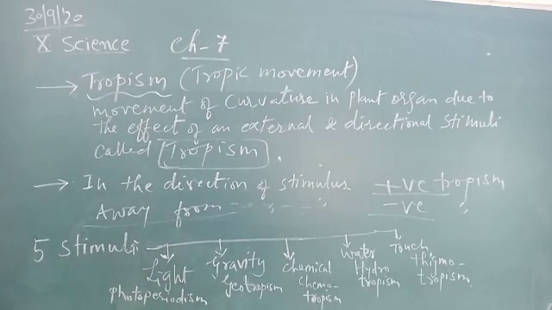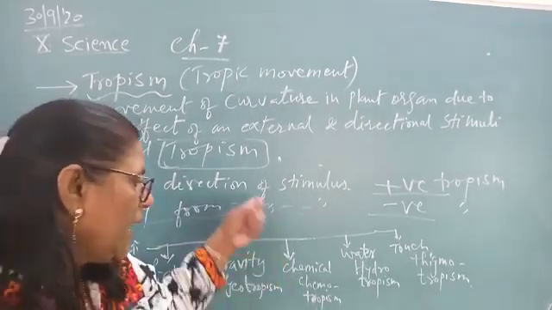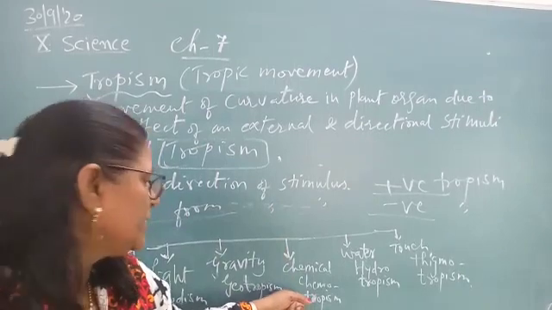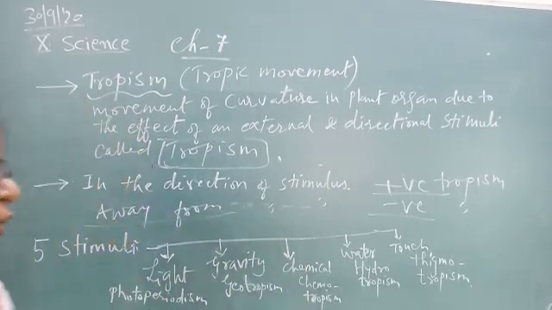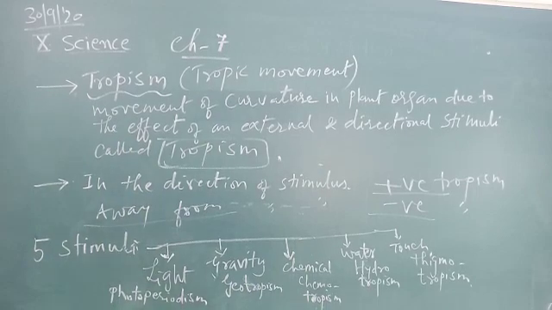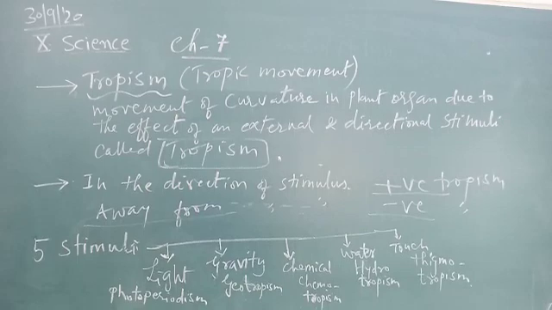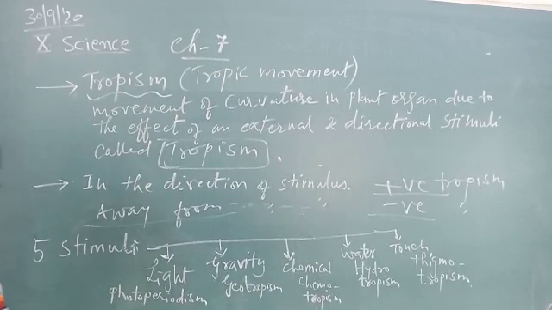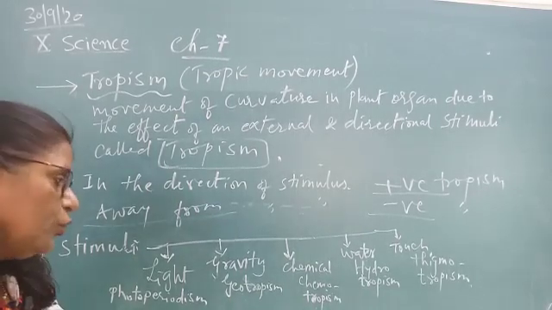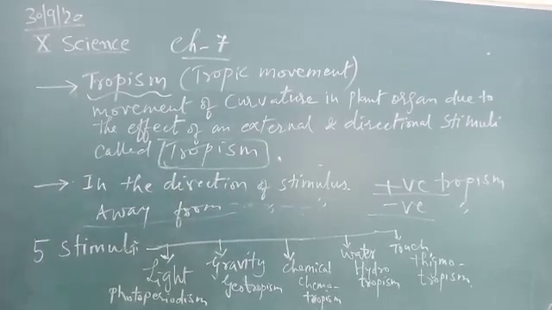Now the third one, the stimulus is chemicals, and that type of tropism is called chemotropism. The movement of the plant in response to a chemical stimulus is called chemotropism. For example, the growth of pollen tubes in a downward direction towards the ovule during the process of fertilization in plants. That shows chemotropism.